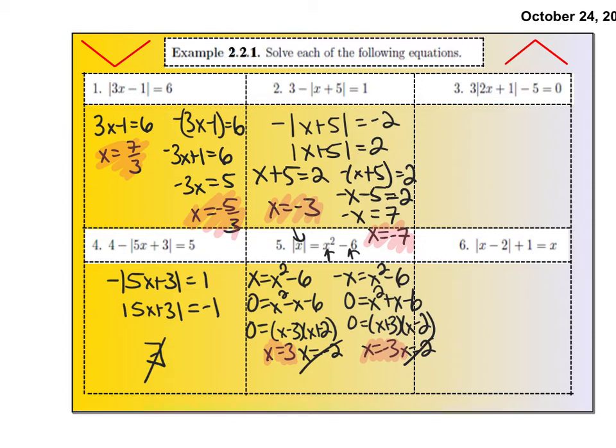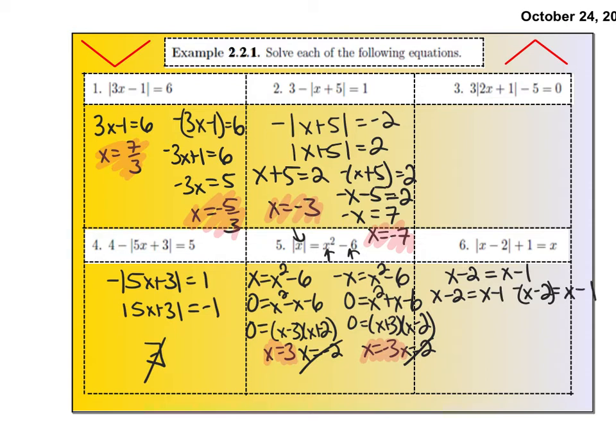Okay, so lastly, we have the absolute value of x minus 2. I want to isolate that, so I need to move the 1. And then I'm going to have my two cases. x minus 2 equals positive x minus 1, and the negative case, negative x minus 2 equals x minus 1.